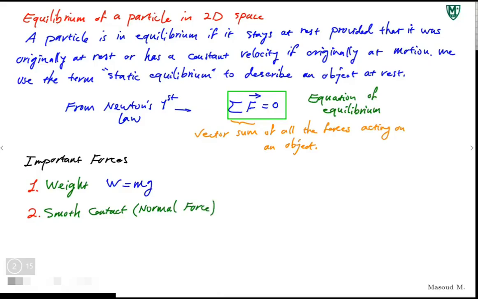Now this smooth contact or normal force is loosely related to Newton's third law, the action and reaction law, if you remember. Meaning that for any action there is a reaction in the opposite direction, same magnitude, collinear. So when an object is resting on a smooth surface, there's a reason we call it smooth contact or smooth surface, because later in this course we introduce friction, and you will see that the surface doesn't have to be smooth.